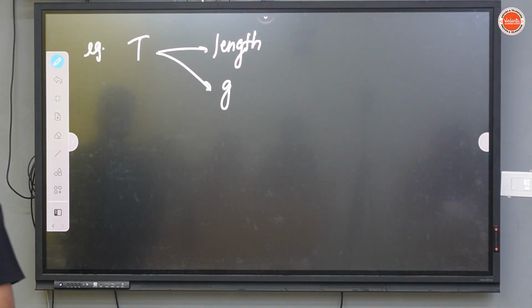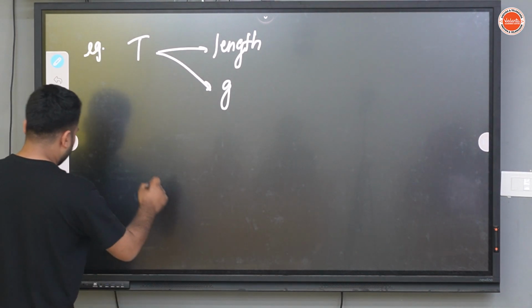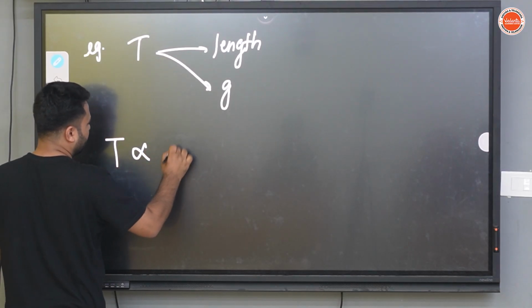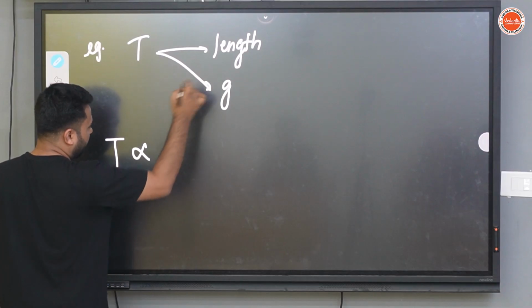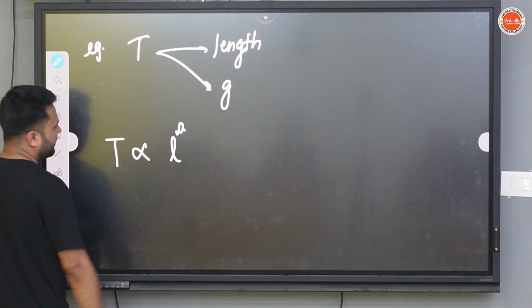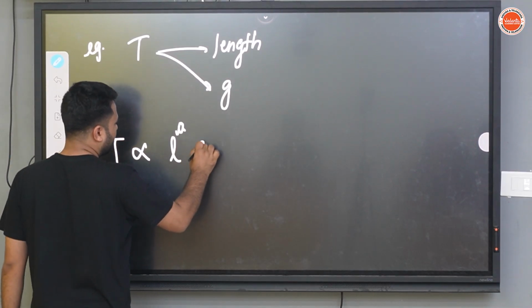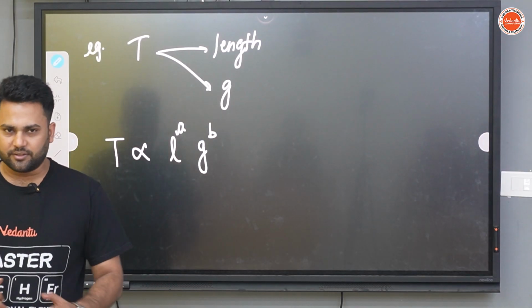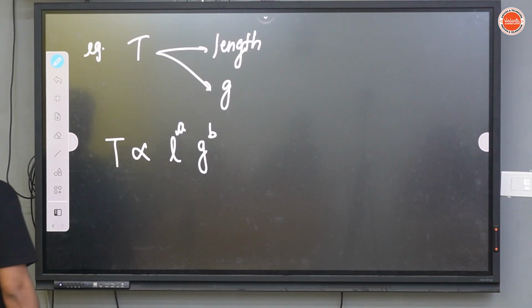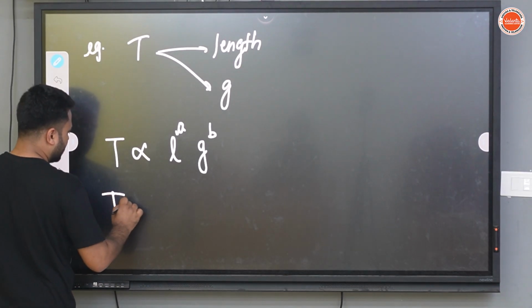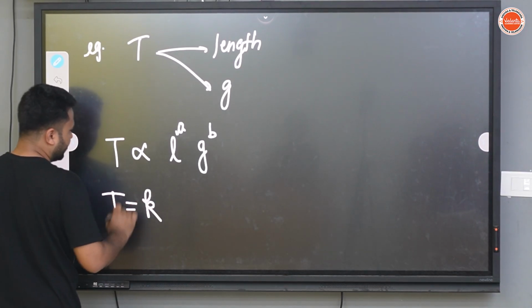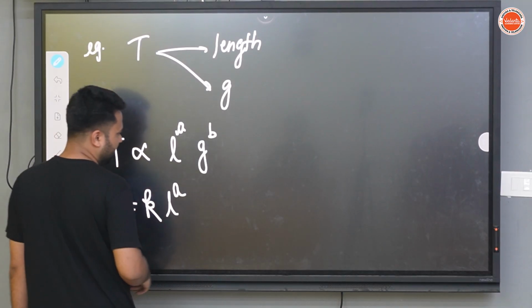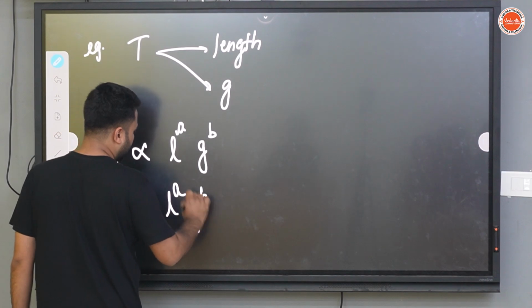Okay, see how we do. We will write time period is directly proportional to length, which they have given, so we write length. The power we don't know, so we will assume power A. It also depends upon G. The power we don't know, so we will write B. This is the process of how to do it. Next step, equals some constant. We will write some constant L to the power A and G to the power B.